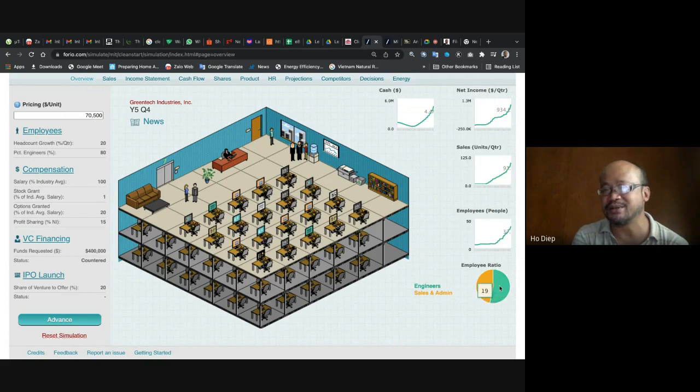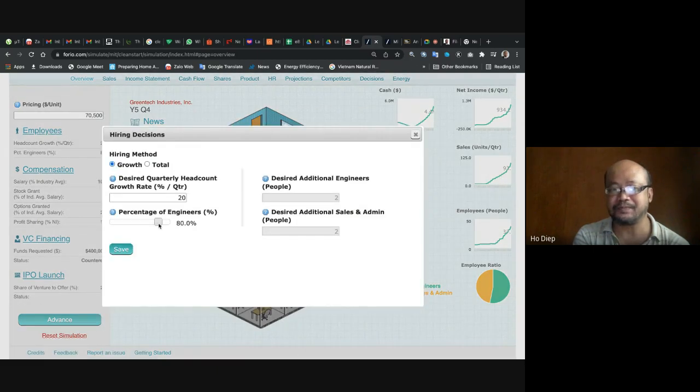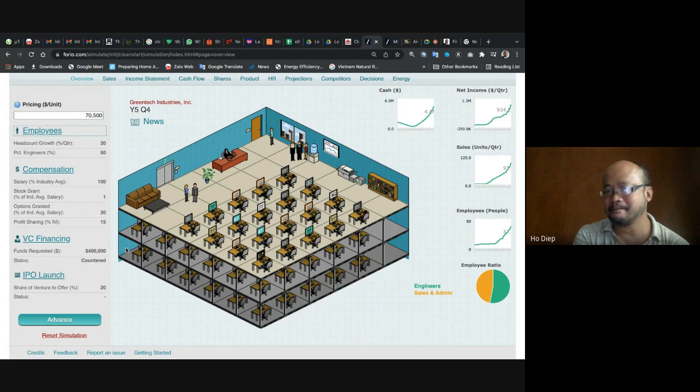So let's change this into 50-50. Let's change this into 70,000. That's about right. Looking good. Still year 6 at the moment. Profit is still growing. Sales growing. Technology is improving. Human resource looking good. Everything seems to be looking good so far. Let's continue.